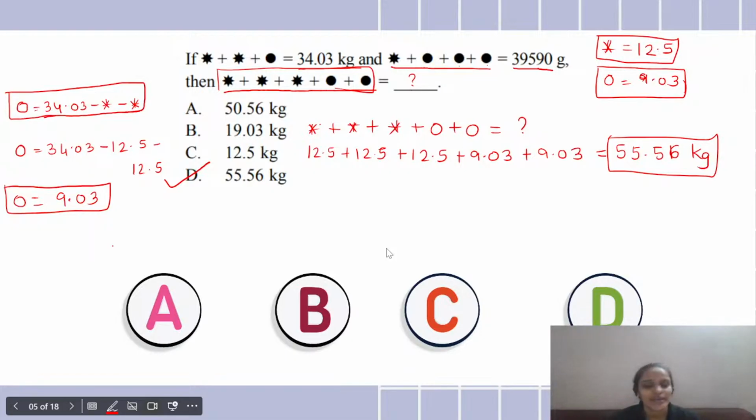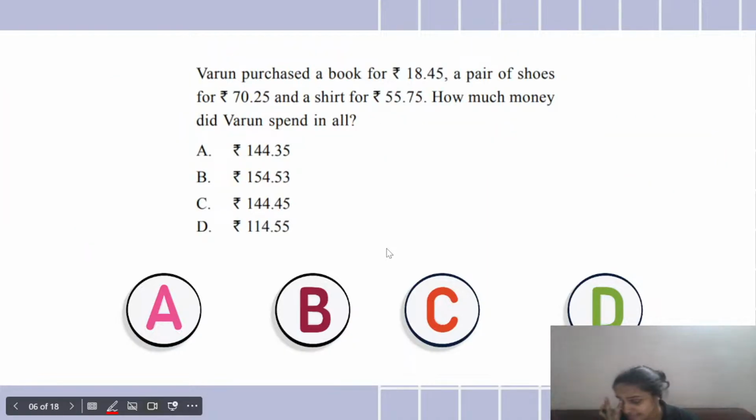So time to move on to my next question, which goes like this. Don't worry, my further questions are all going to be very easy. They are not that difficult, so it's okay. So here, Varun purchased a book for rupees 18.45, and a pair of shoes for 70.25 rupees and a shirt for rupees 55.75. How much money did Varun spend in all?